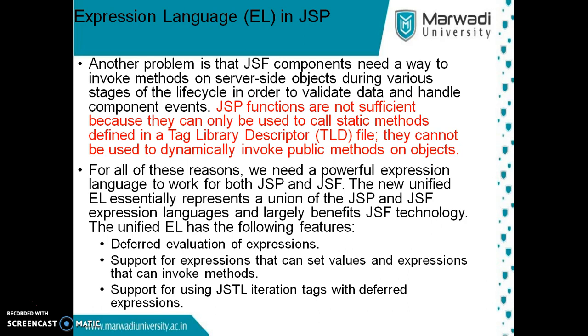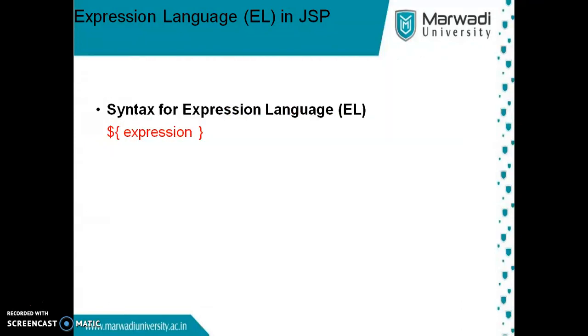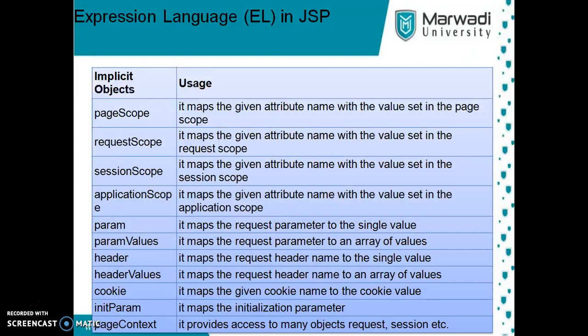And these are the features of the unified expression language: deferred evaluation of the expression, support for expressions that can set values and expressions that can invoke the methods, support for using a JSTL iteration tag with deferred expression. We will study what is JSTL in the upcoming sessions. This is the syntax. There is a dollar followed by the curly braces. Inside that you can write your expression. That is called the immediate expression language, generally used with the JSP.